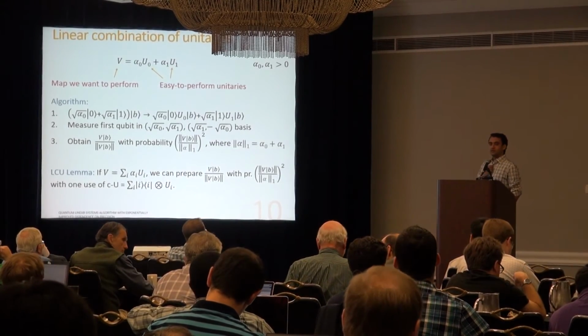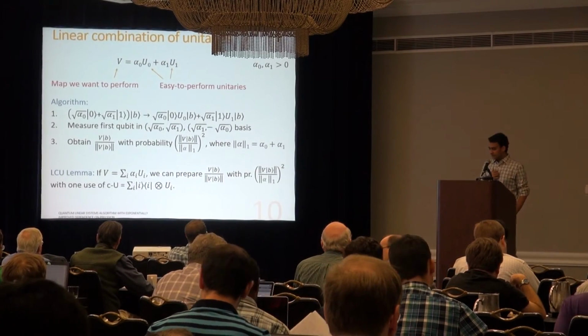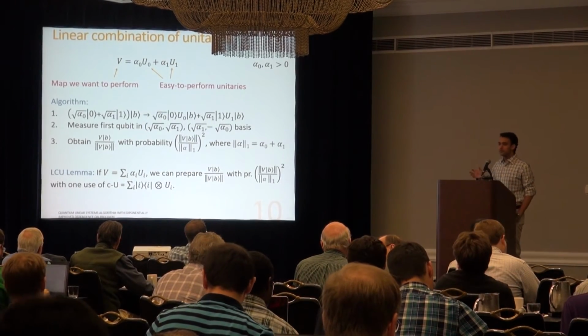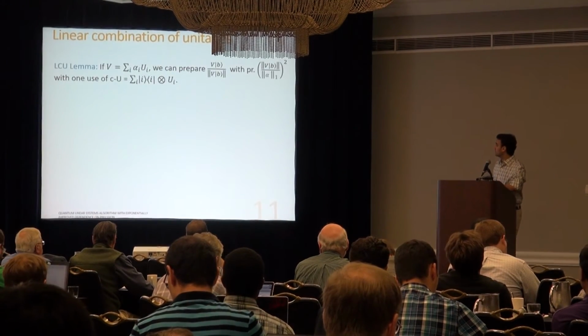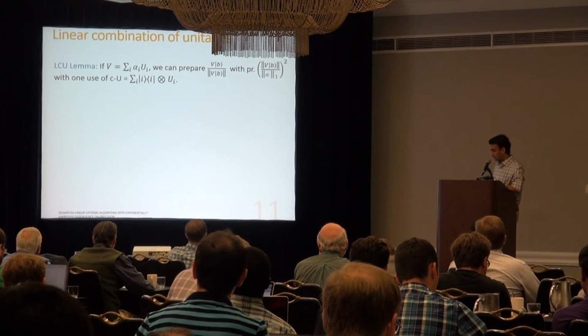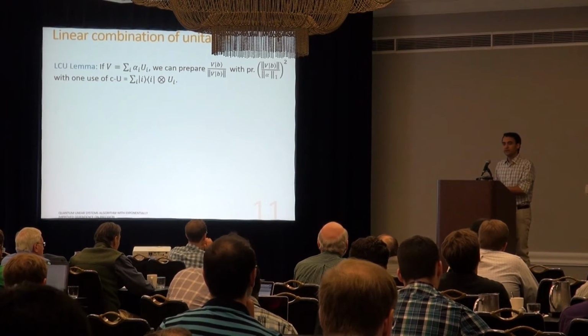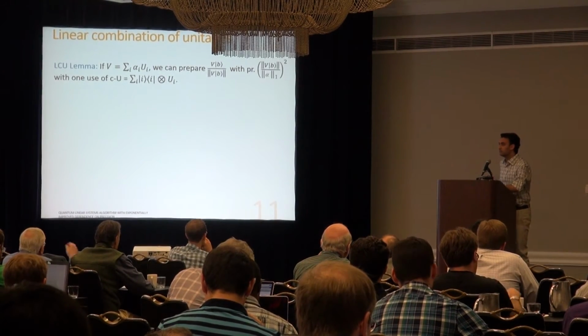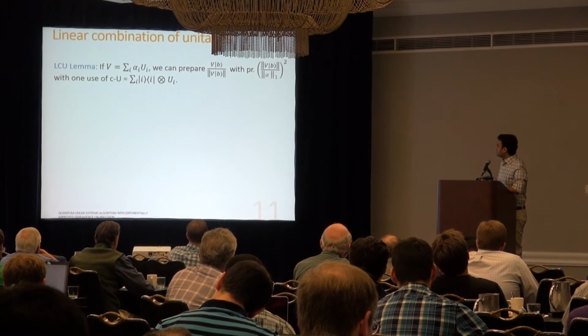All right, so what I've shown you is a way of implementing a map that you want, that you've represented as a linear combination of unitaries, although with some small probability of success. So what are we going to do? We're going to boost this success. So this is the lemma from the previous slide. And how do you boost the success? Well, one thing you can do is just run the algorithm a whole bunch of times and just hope that it works one of these times, right? That's always a viable strategy for making something work.